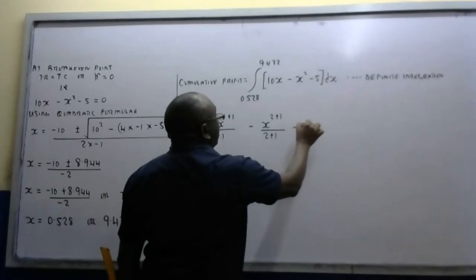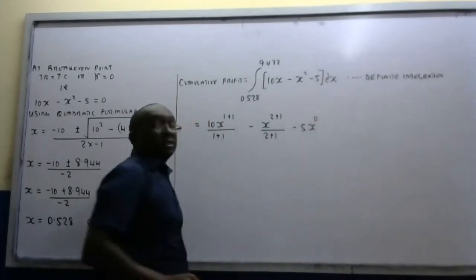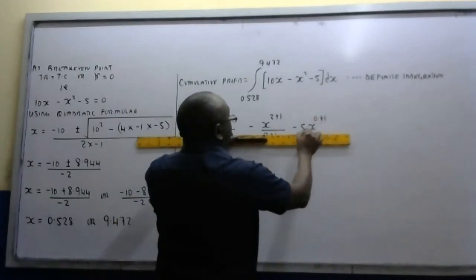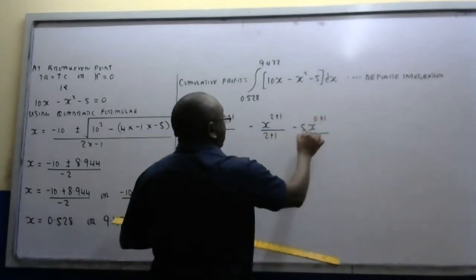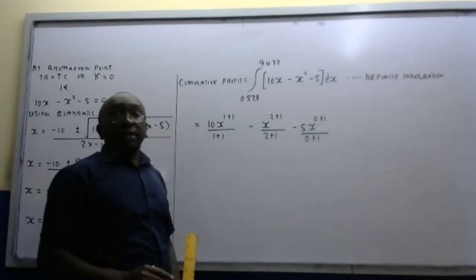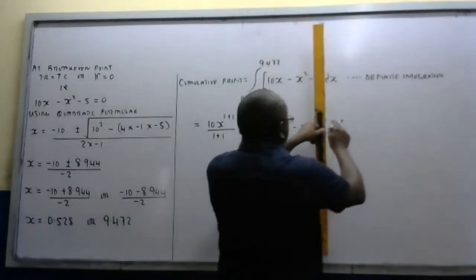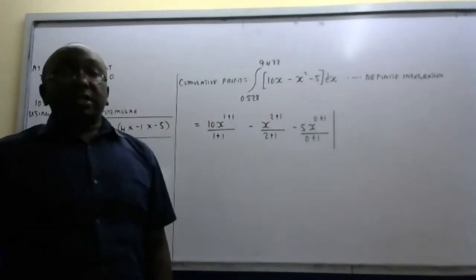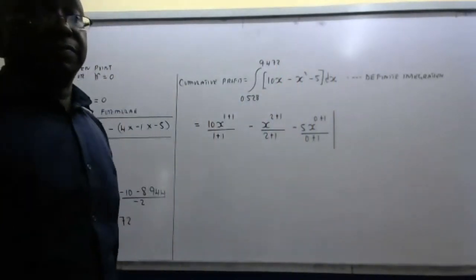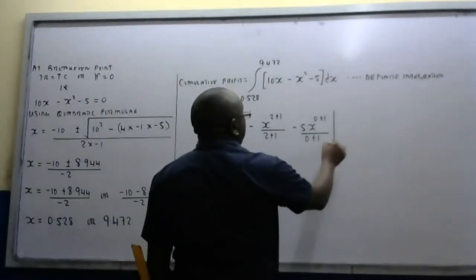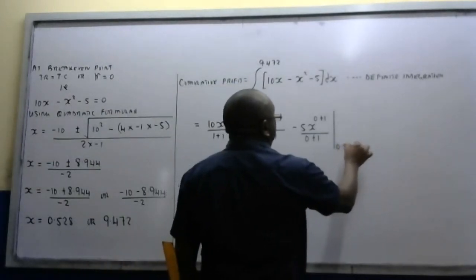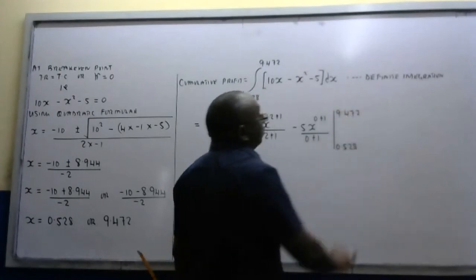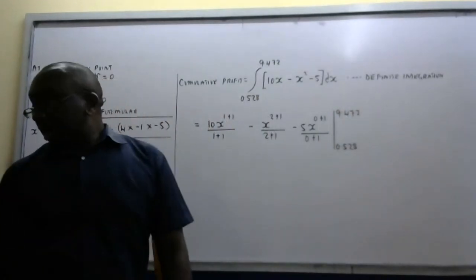Minus 5, which is currently x raised to power 0, you add back 1 and divide by the new power, 0 plus 1. Then you say in the range. You draw a stroke like that one. That stroke is read in the range of 0.528 and 9.472. That is how it is read.